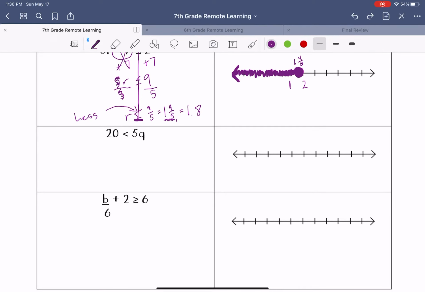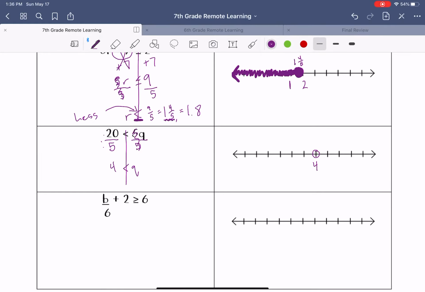Okay. So next we have 20 is less than 5q. Our variable's on the right side, but that doesn't matter. We can handle that. I know that I want to get q by itself. I'm going to do that by dividing by 5. So these 5's cancel. 20 divided by 5 is 4, which is less than q. Now, I'm going to write my 4 over here.